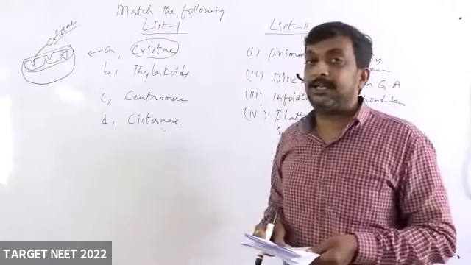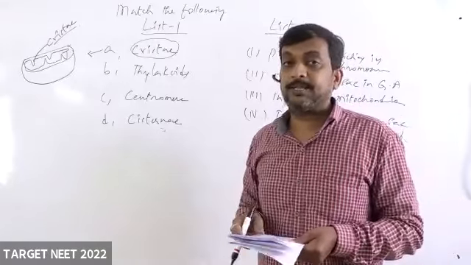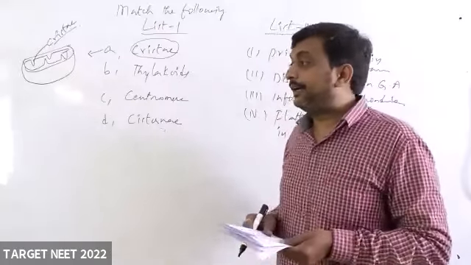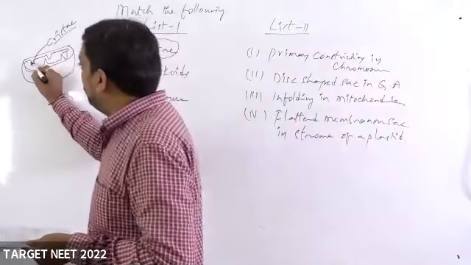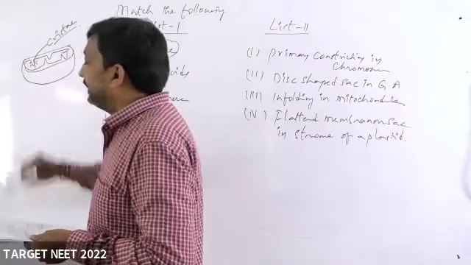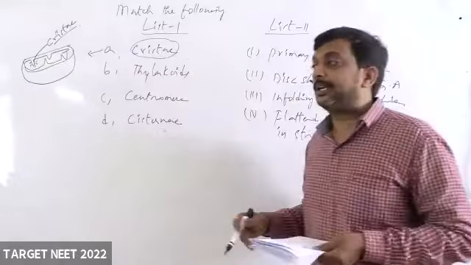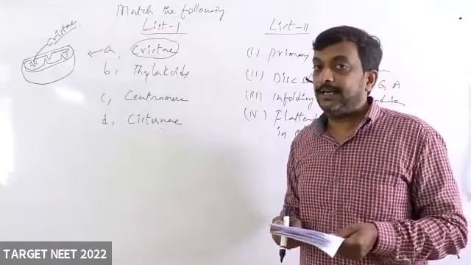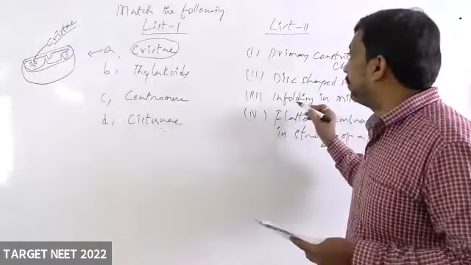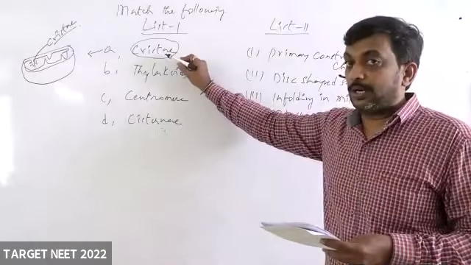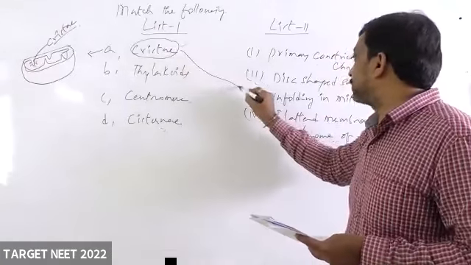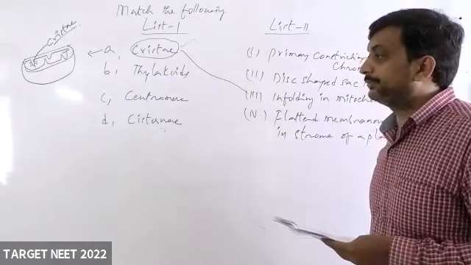This cristae increases the surface area. On the cristae you can find lollipop-like structures called ATP synthase particles, which are concerned with the biosynthesis of ATP molecules. Anyhow, the infoldings of the inner membrane into the mitochondrial matrix are called cristae. So this A will move to option 3.